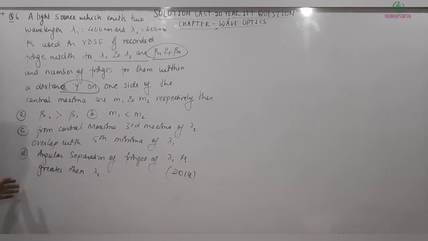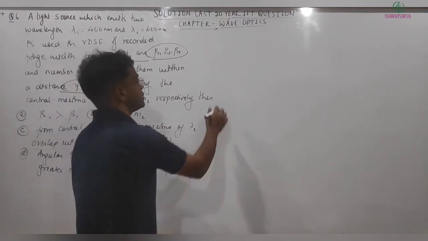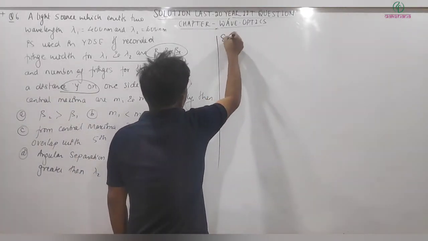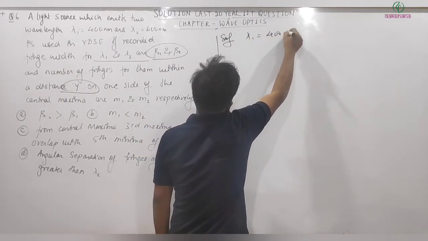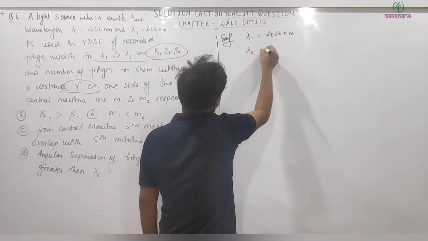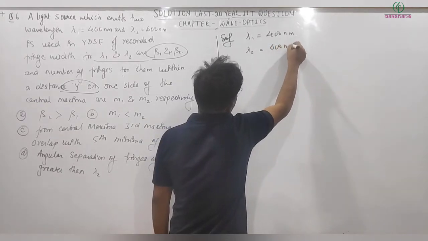Then we need to check the correct option: beta 2 greater than beta 1, m1 less than m2, and from central maxima third maxima of lambda 2 overlap with fifth minima of lambda 1, angular separation of fringe width lambda 1 is greater than lambda 2. So let's check it. So lambda 1 is 400 nanometer, lambda 2 is 600 nanometer.